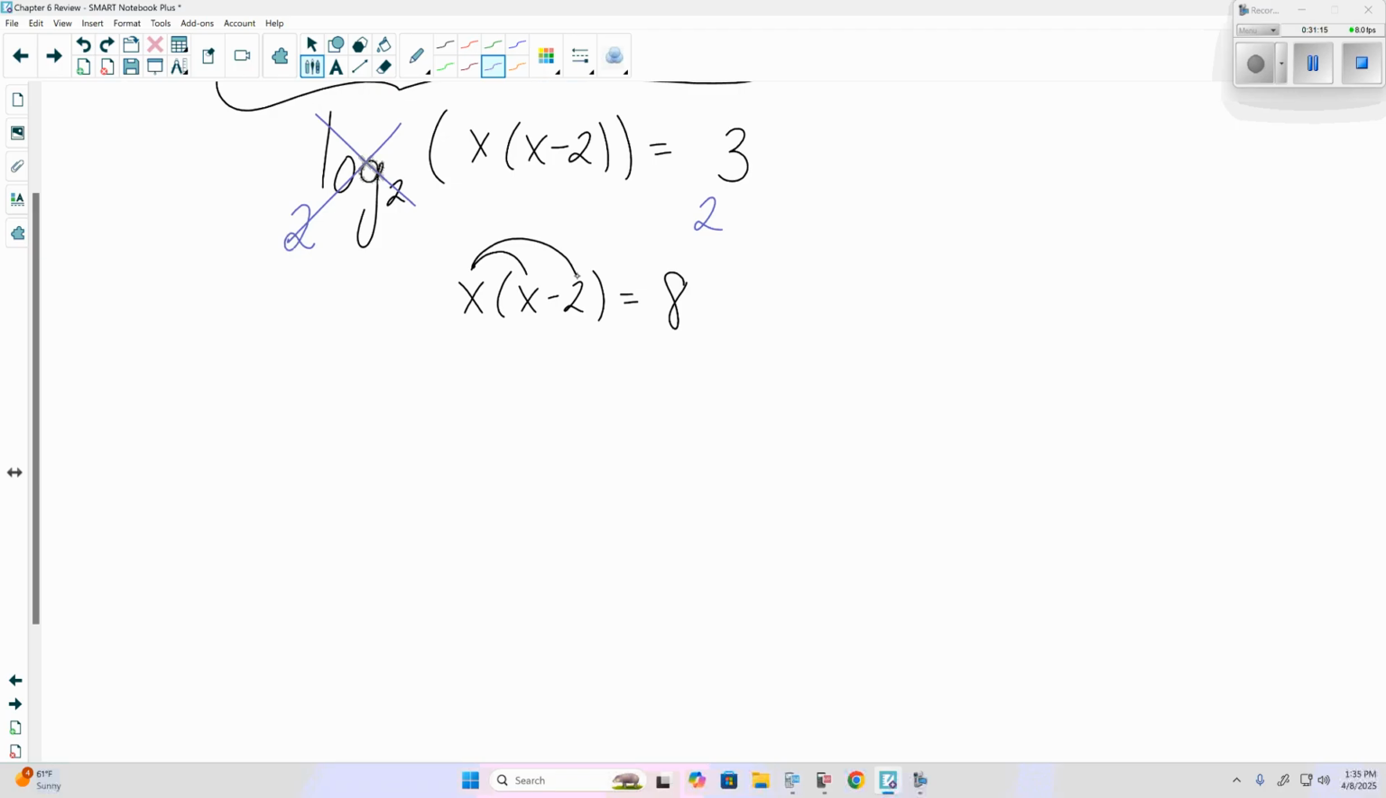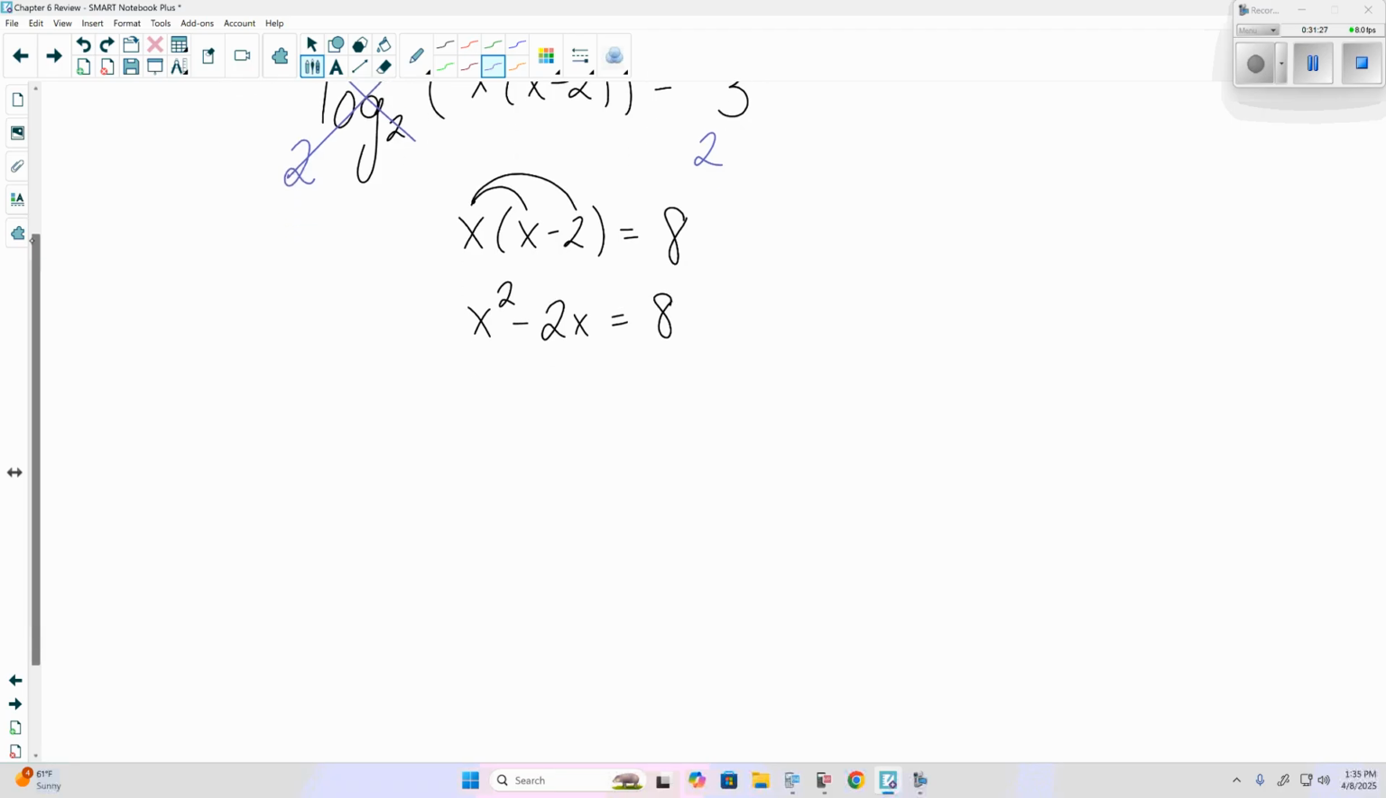Now on the left-hand side, we can distribute that x. X times x is x squared. X times negative 2 is negative 2x, is equal to 8. Now we do have an x squared term. We do have a middle term, so we are going to have to get this equal to 0. Now this will factor.